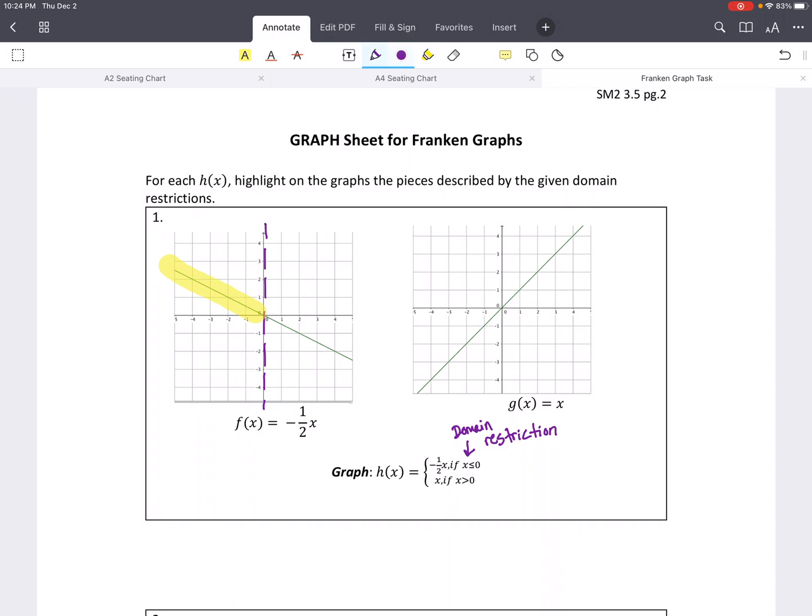And my next piece says we want equation x if x is greater than 0. So here's x is 0 again. If I want greater than 0, I want everything on the right side here. And that was what we were looking at.